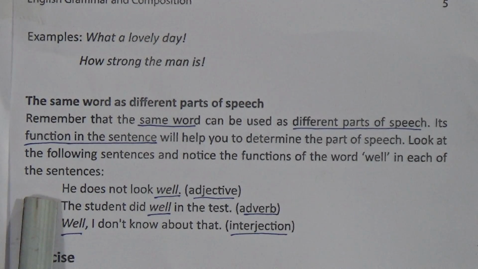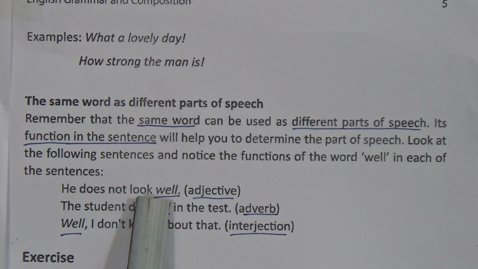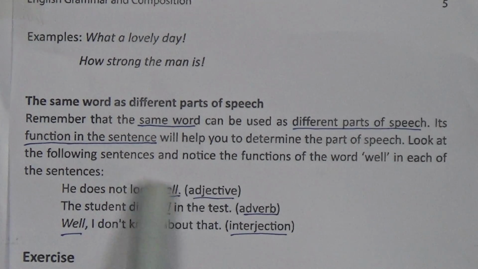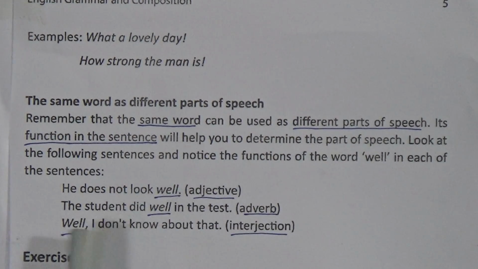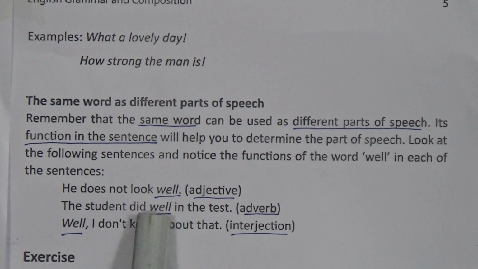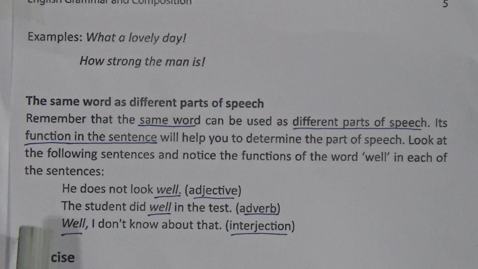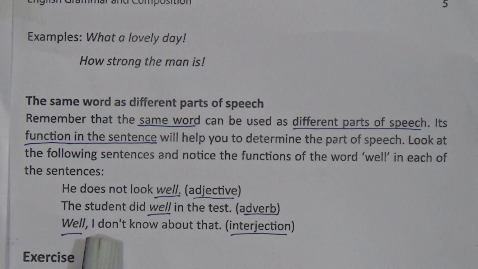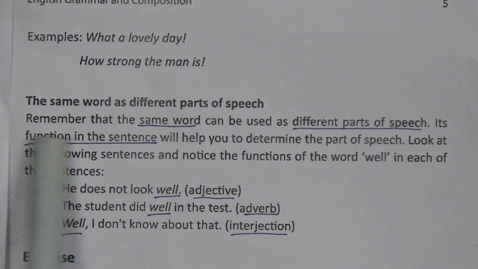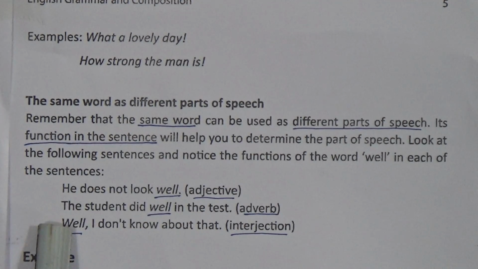First sentence, he does not look well. Here the word well is adjective. The student did well in the test. See, here well is adverb. Third one, well, I don't know about that. Here the use of the word well is an interjection. So see, you have to carefully look at the function of the word in the sentence to determine the parts of speech.